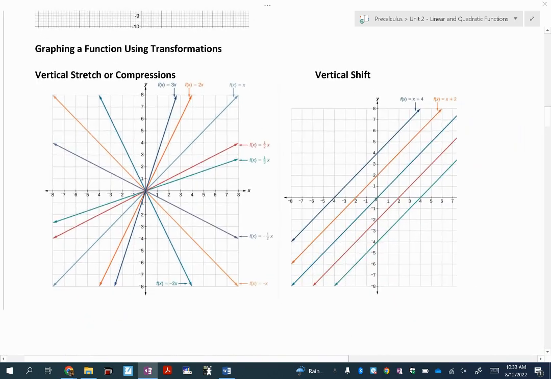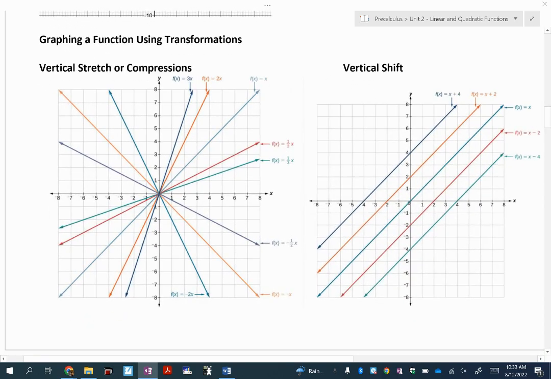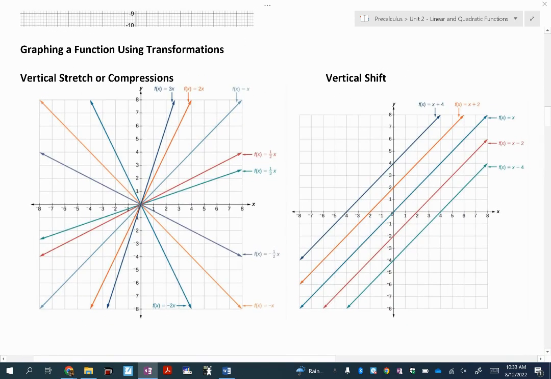All right, so here's a few. I know it's pretty small here, but this just shows you some vertical stretches and compressions. That's where your number in front of your x, which is your slope, is going to change what it looks like.